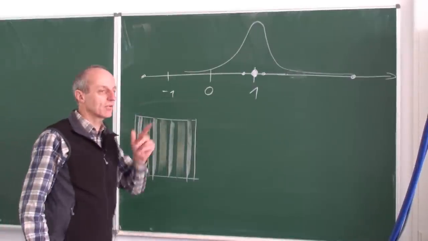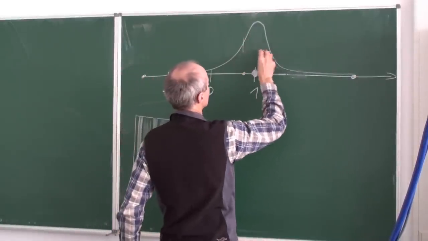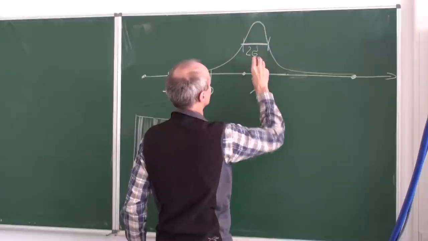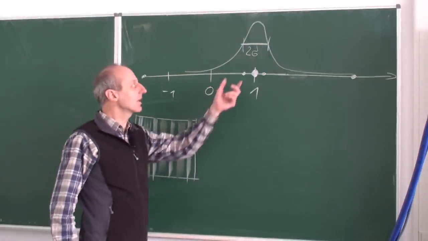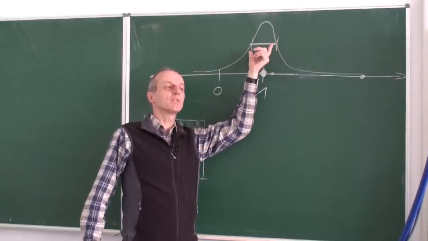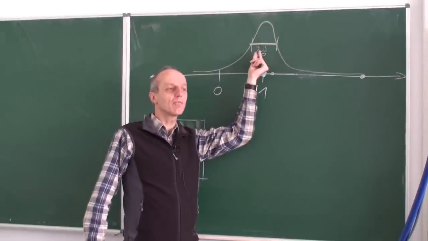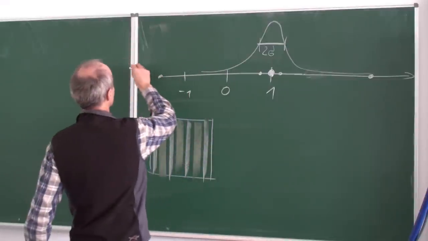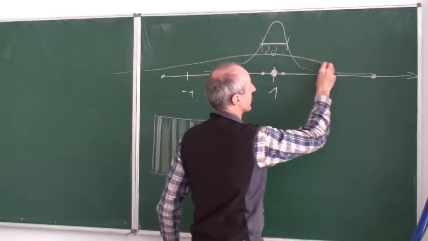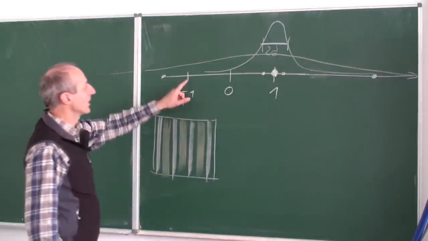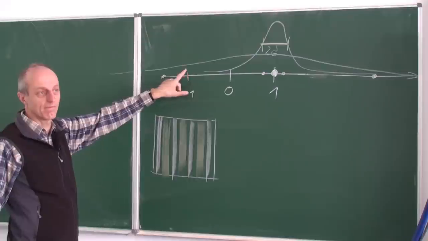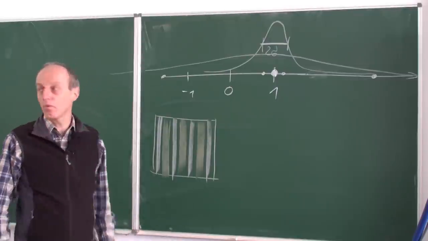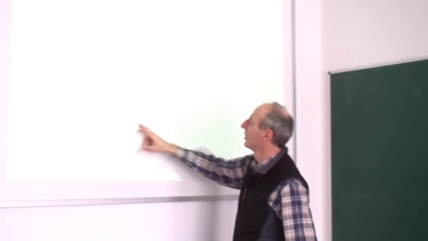And now the question is, what is the standard deviation? So this would be 2 sigma here. If the standard deviation of this distribution of these random terms in the sum is small enough, then we really get as an output our stored pattern. But suppose we have a huge standard deviation, something like that, then of course it may happen that we get a minus one as an output. And that's not so good. So the question is, what is the standard deviation of this term?